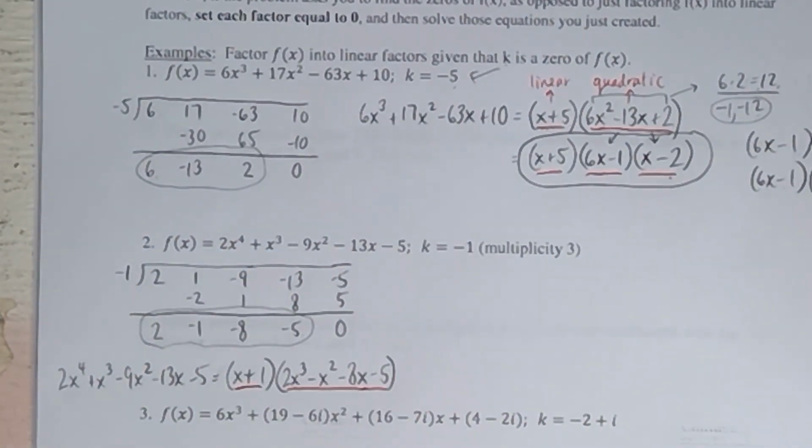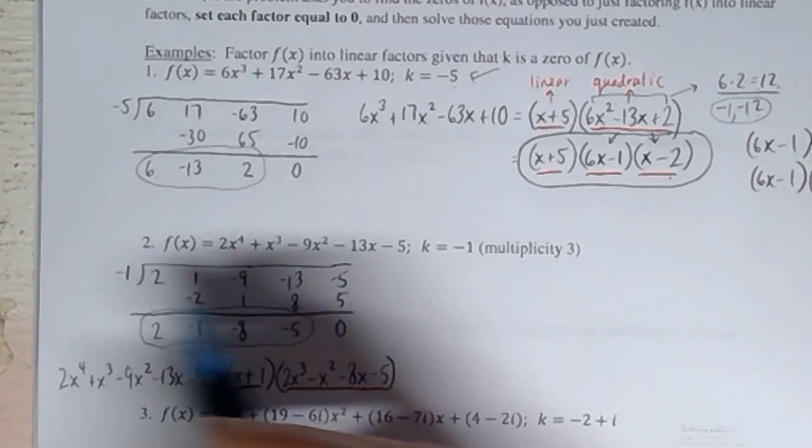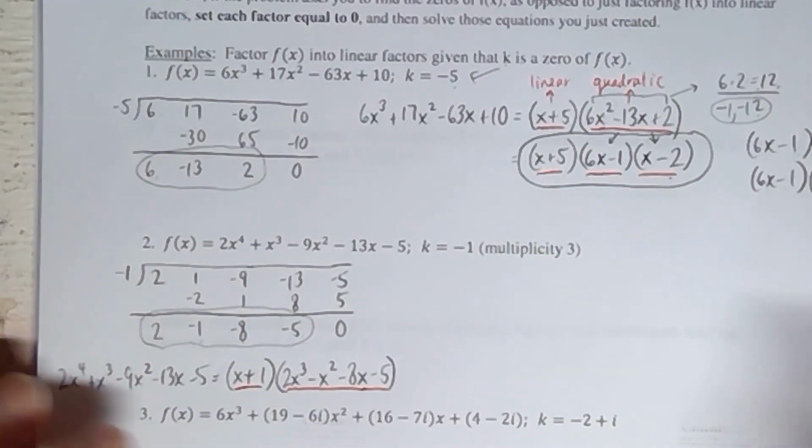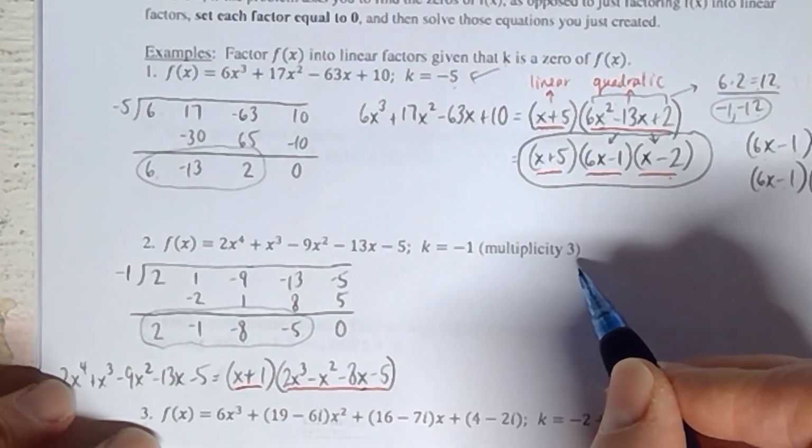But you might be wondering, well, how do I know which number to do? Do I do the same number again? Well, you can't always do the same number again. It won't always work. But I want to mention what the multiplicity thing means.